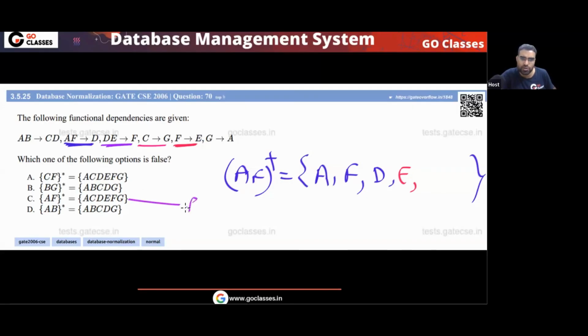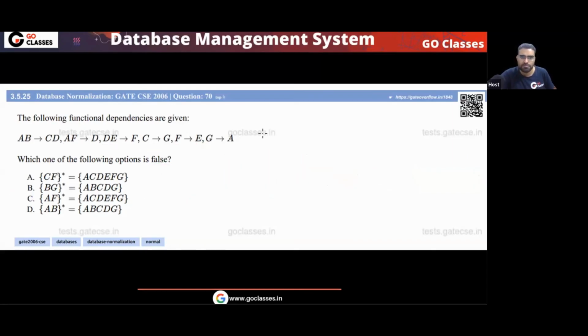So this statement is actually false. The question is asking false. So option C will be correct. What about option D? Please tell me. What is the closure of AB? Let me know. The closure of AB, what that will be.